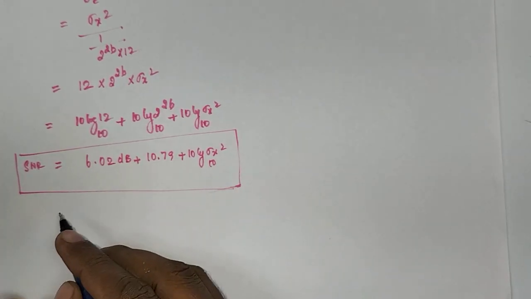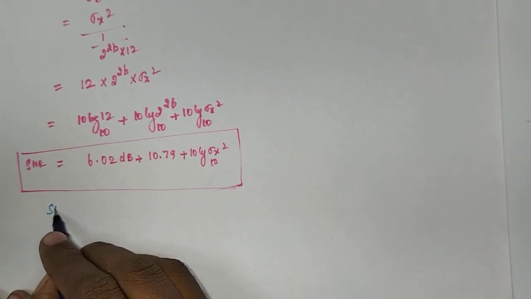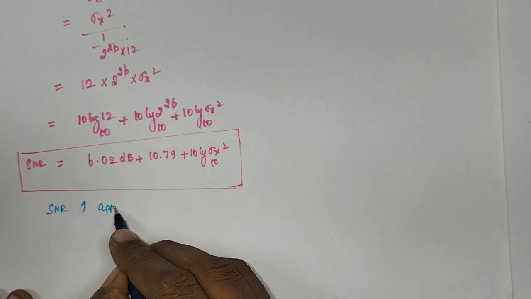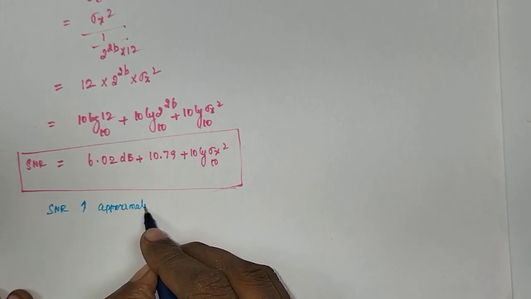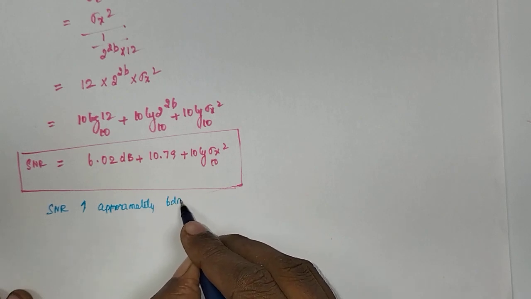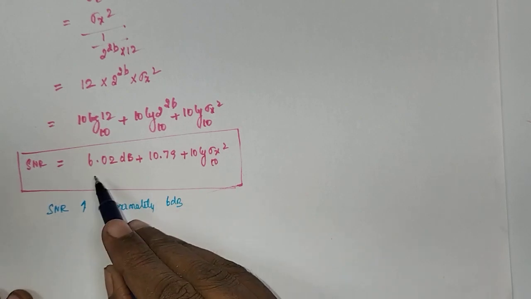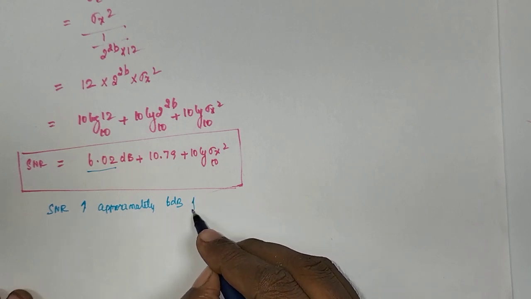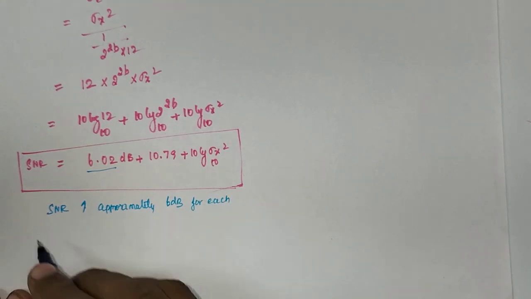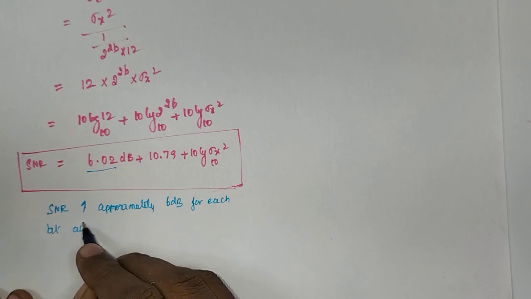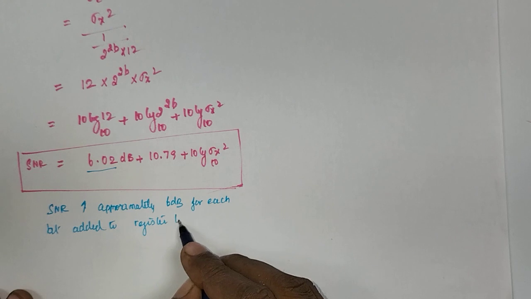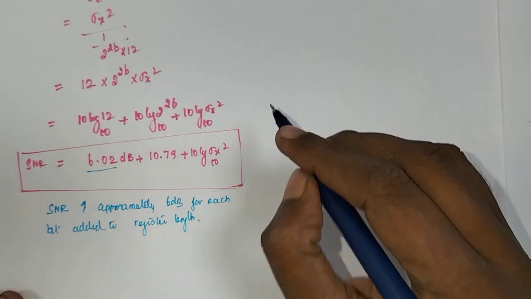From this, the signal to noise ratio is increased by approximately 6 dB. So this is the conclusion of this question: the signal to noise ratio is increased by approximately 6 dB for each bit added to the register length. So this question is a university question.